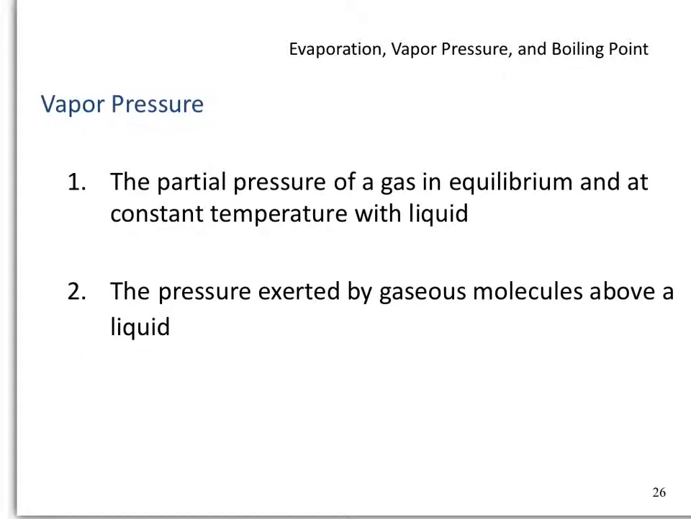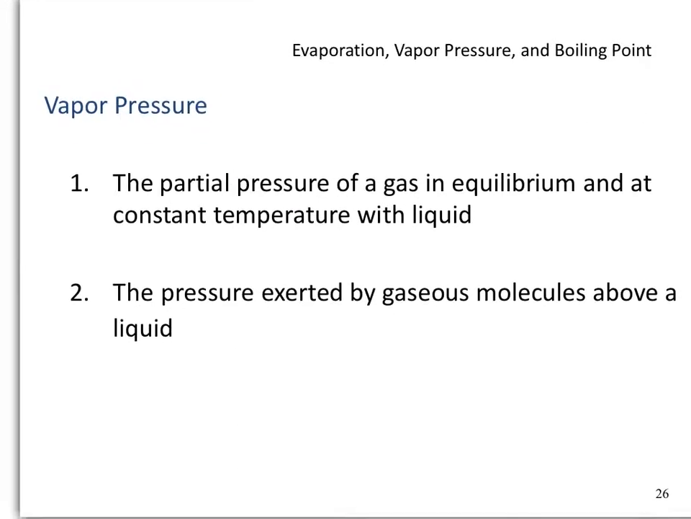This sets the stage to talk about vapor pressure, what vapor pressure is, and how it can help us figure out what's going on with boiling point. We've discussed this in chapter 5. Vapor pressure is essentially the partial pressure of a gas which is in equilibrium at a particular temperature with the liquid phase. So what do we mean by that?